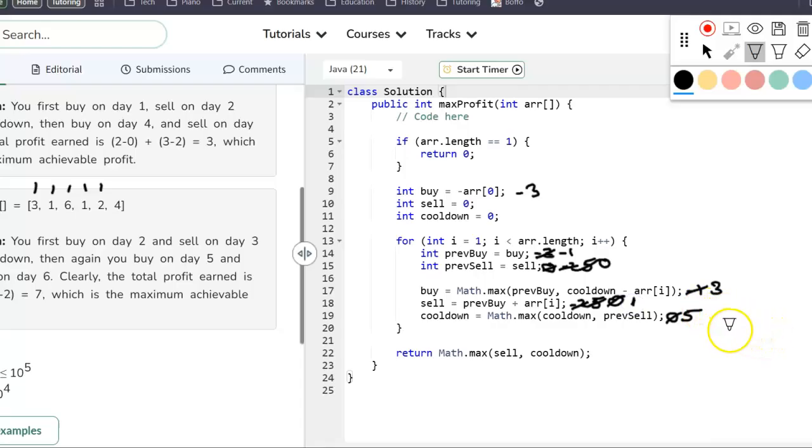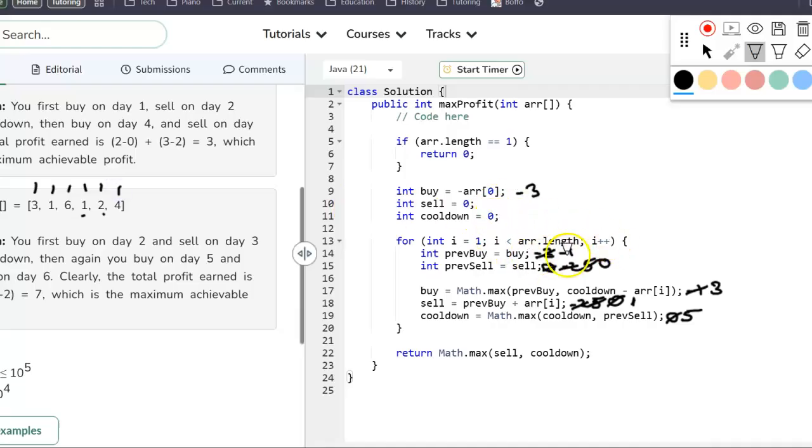I don't know actually what that would represent. Well, actually, I do know what that would represent. You would have to have not bought and sold at 1 and 6. That's if you bought at 1, sold at 2. Cooldown. Cooldown is the max of cooldown or previous sell, so that stays at 5. Now we're at the last day.